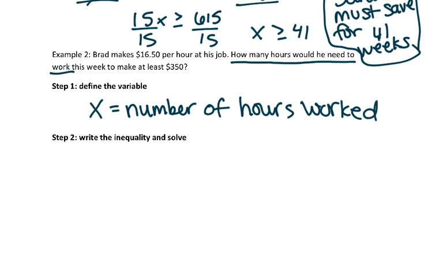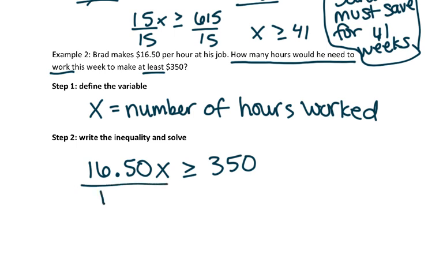Now let's see, does Brad start with anything? No, he doesn't start with any money. So he makes $16.50 for every hour that he works. And he wants to make at least $350. So this is one step. We're going to divide by 16.50 on both sides.